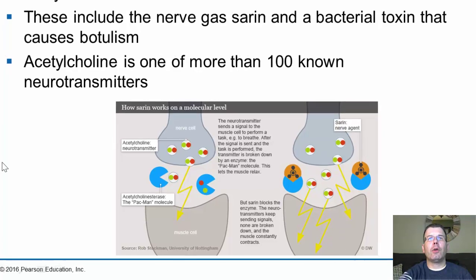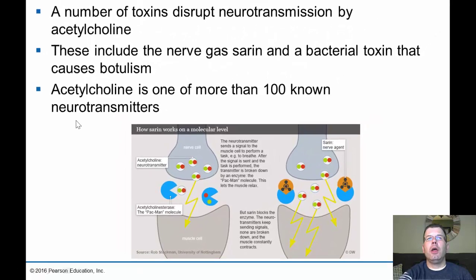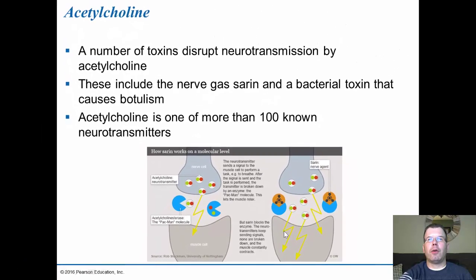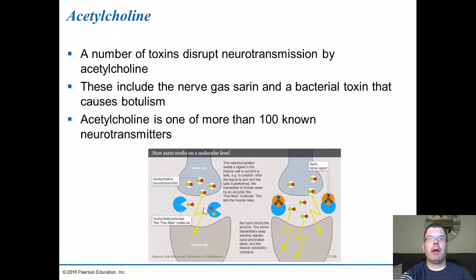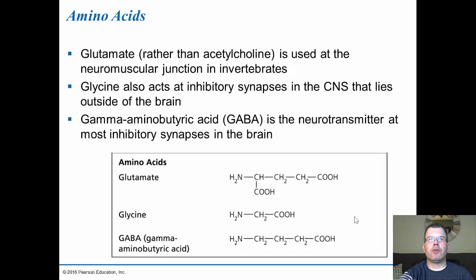Now, like I said, acetylcholine is one of more than 100 known neurotransmitters, so there's a lot of other ones that are out there. But probably the most common type, like I said before, the most typical one you see with muscle cells is acetylcholine, and so that's the one that you normally see in this situation.